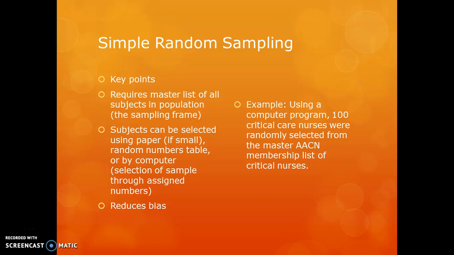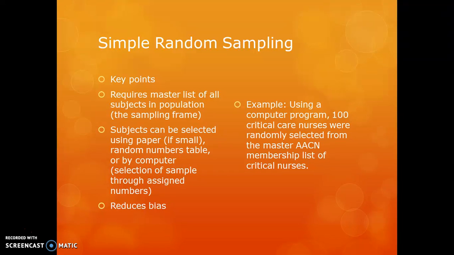Simple random sampling, the key points: you should see the words master list. If there was a master list of all of the subjects in the population, the sampling frame, and then the subjects were selected randomly from that overall master list. If it's a small enough list, you could have just put names in a hat and draw the names out of a hat.